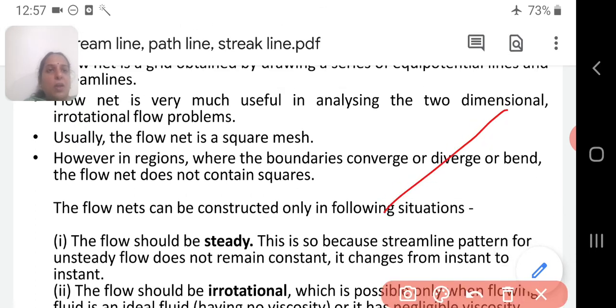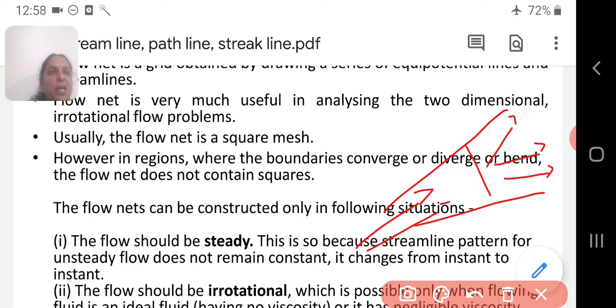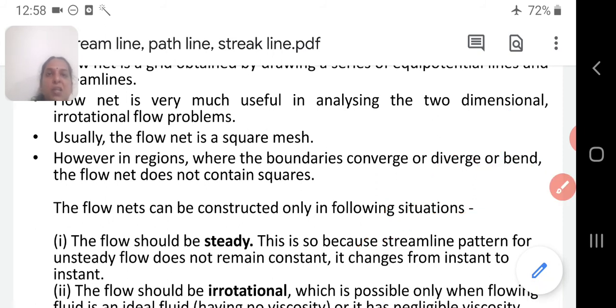So what happens here? The flow will be flowing here, but at this point where it gets diverged, in this case the flow will be split up. It will not follow the same thing. So in this case it is very difficult to get the flow net for these conditions. It will not be square in shape. So that is where the boundaries converge, diverge or bend. The flow net does not contain squares.